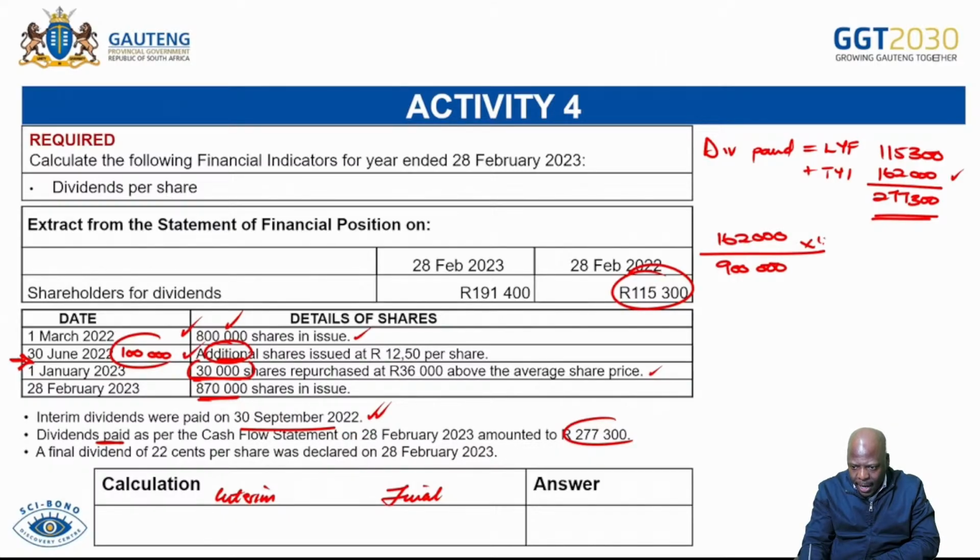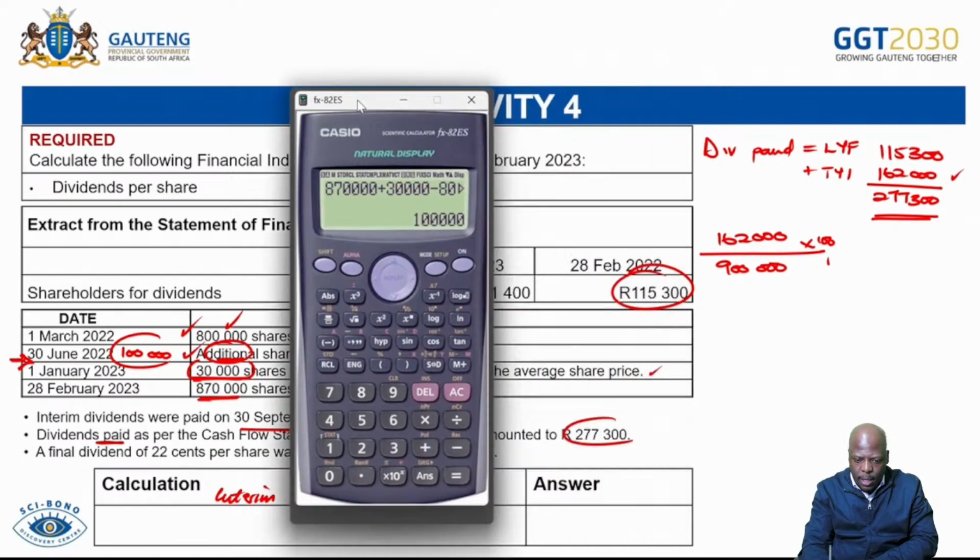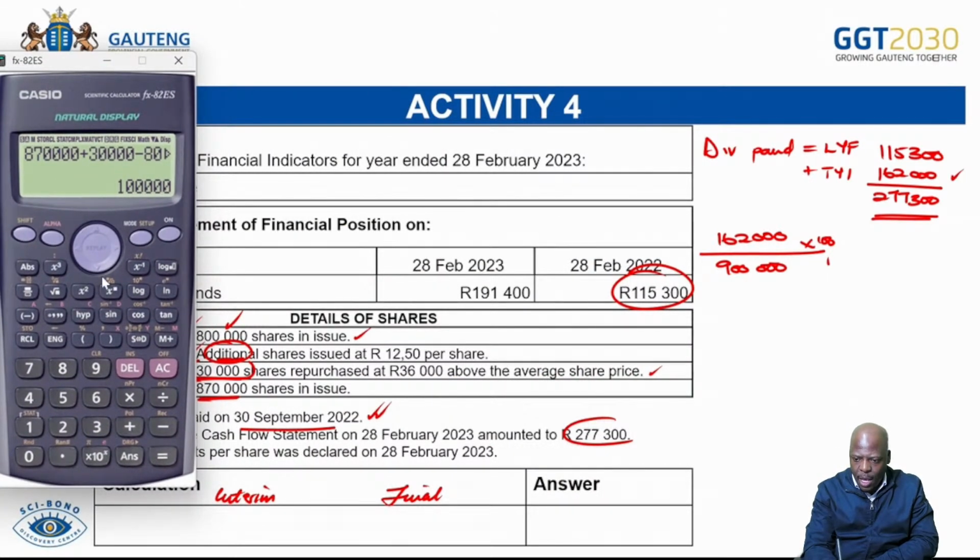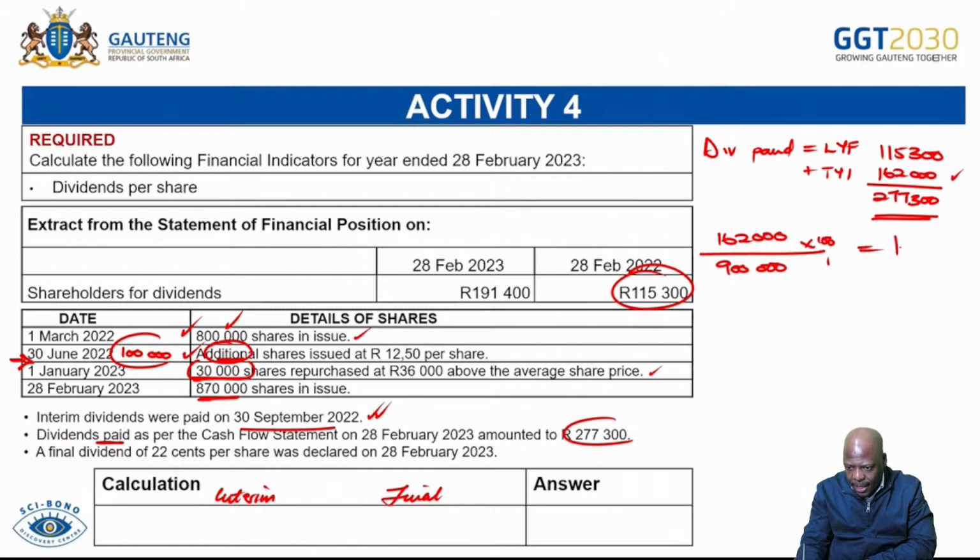Okay, we multiply by 100 over 1. So let's see, what was the interim dividend per share then? I would say 162,000 rands. I divide that by 900,000. That is going to give me 18 cents. So I come here, then I get 18 cents. So my interim is 18 cents.